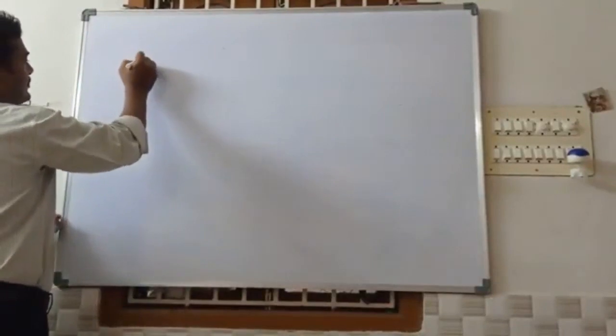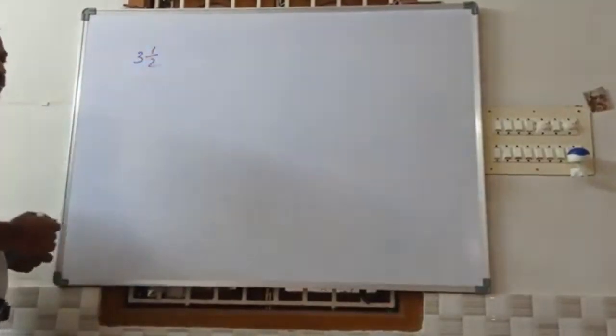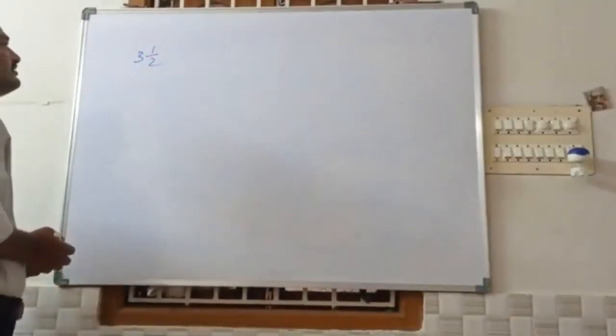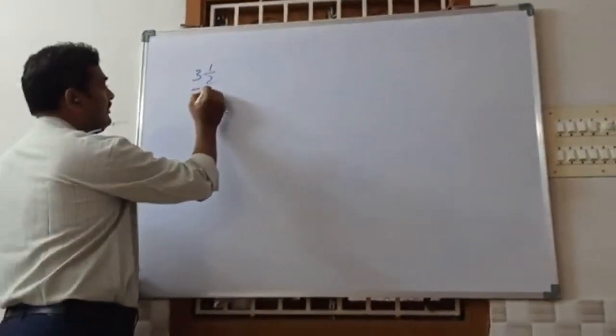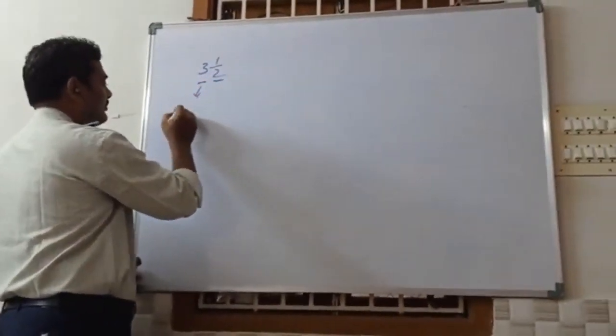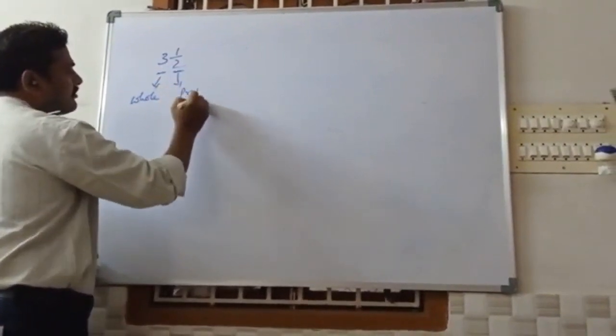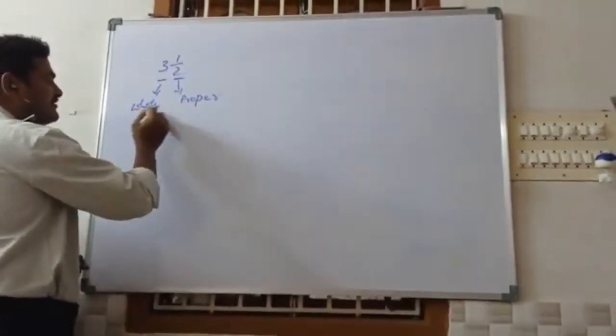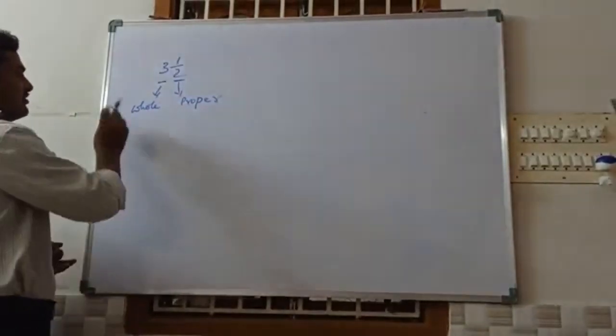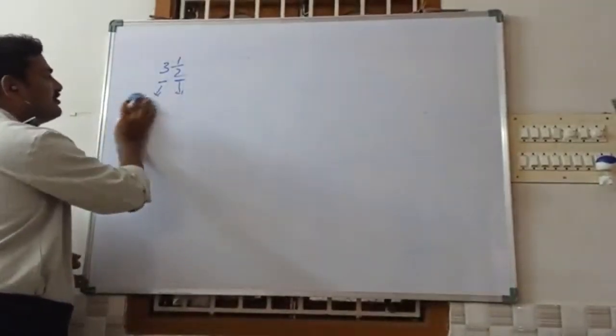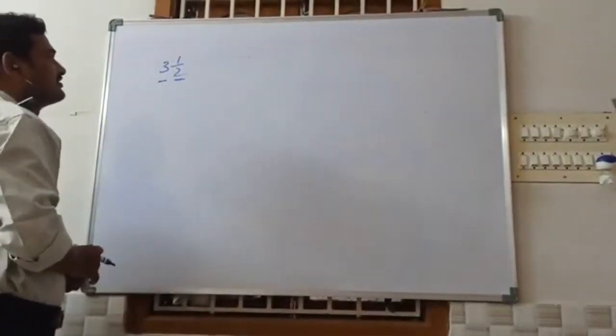Here is a mixed fraction, 3 1 by 2. What type of fraction is it? It has a whole number and a proper fraction. This is a whole number and this is a proper fraction, so it is a mixed fraction.